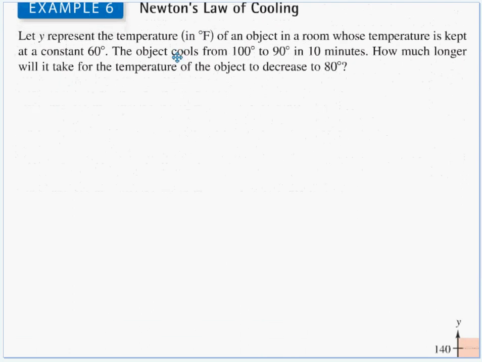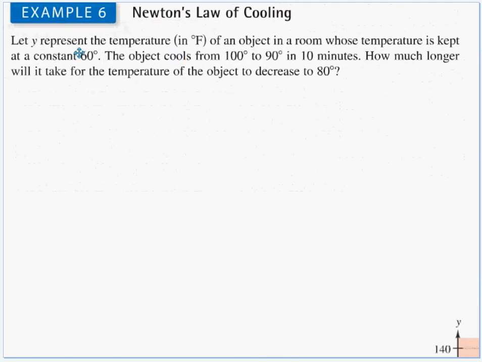So it says here in example 6, let y represent the temperature in degrees Fahrenheit of an object in a room whose temperature is kept at a constant 60 degrees. The object cools from 100 degrees to 90 degrees in 10 minutes. How much longer will it take to decrease down to 80 degrees?